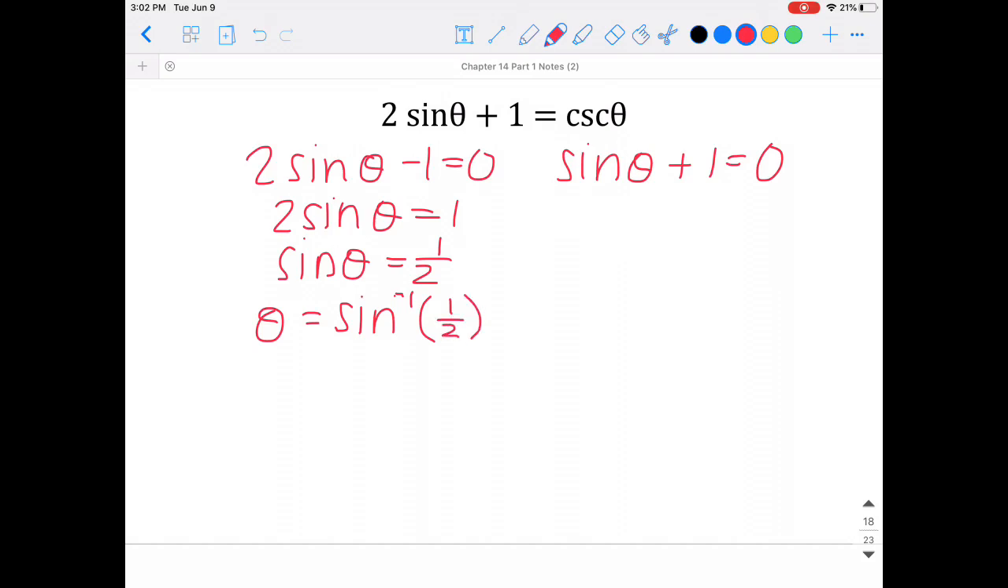For our equation on the right side, we're going to subtract 1, so we have sine theta equals negative 1. Take the inverse to get theta by itself, so we have inverse sine of negative 1.